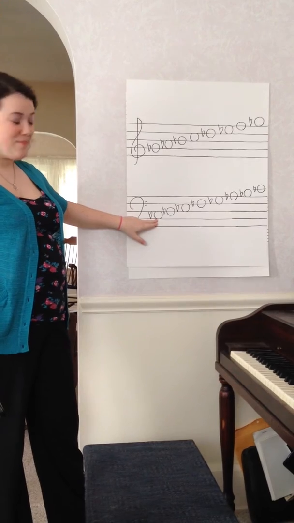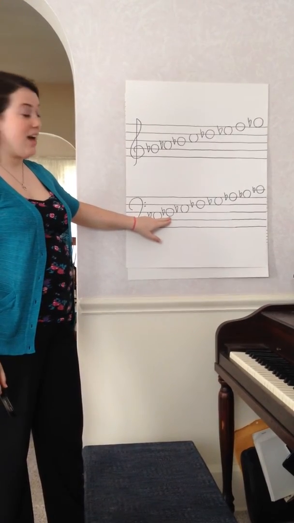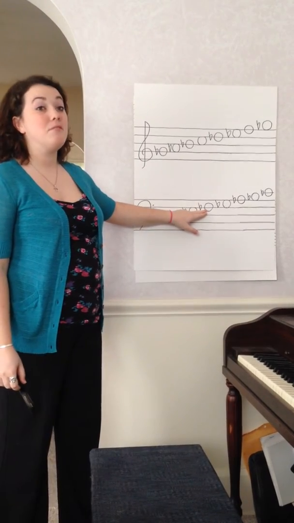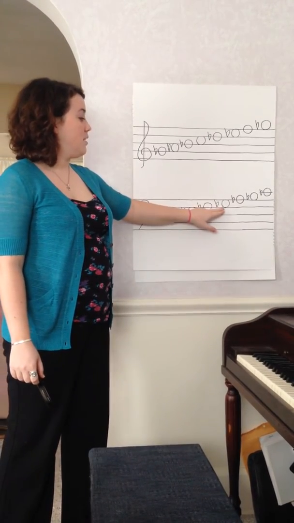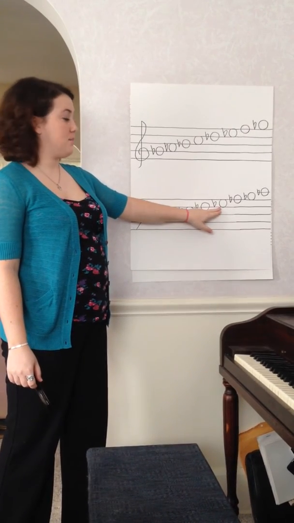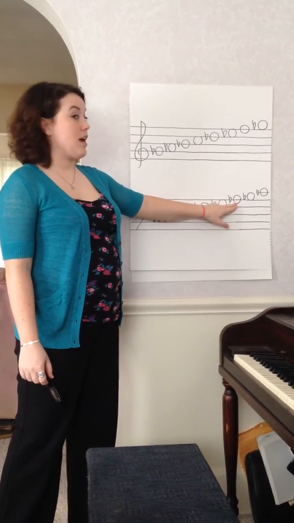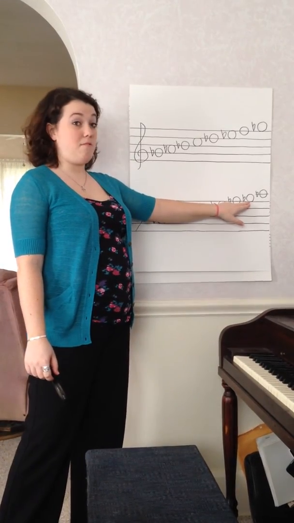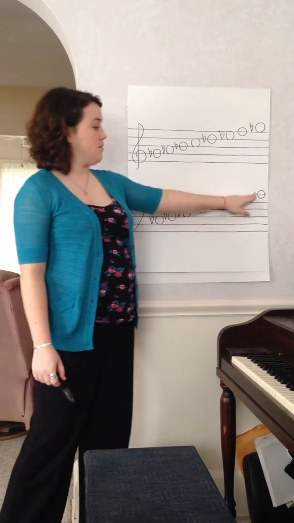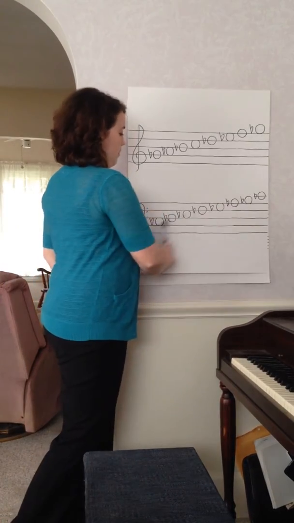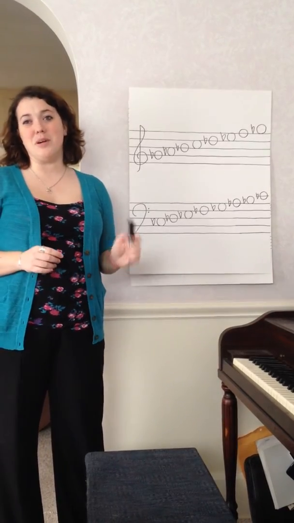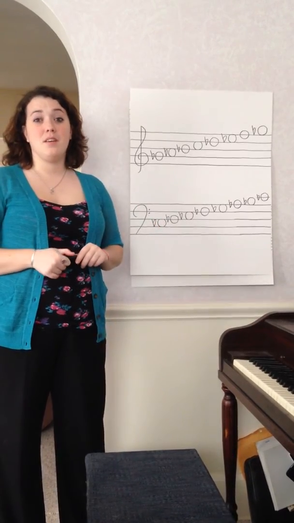C flat, D flat, E flat, F flat. F. Yes, F flat. Thank you. G flat, A flat, B flat, and then we end on our do, which is C flat. That's that octave. Okay? Does that make sense to everyone, even though I made that little slip up with the sharps and flats? It's hard.